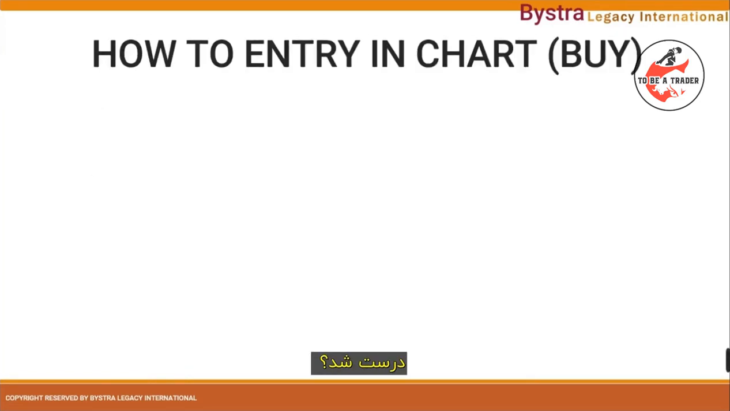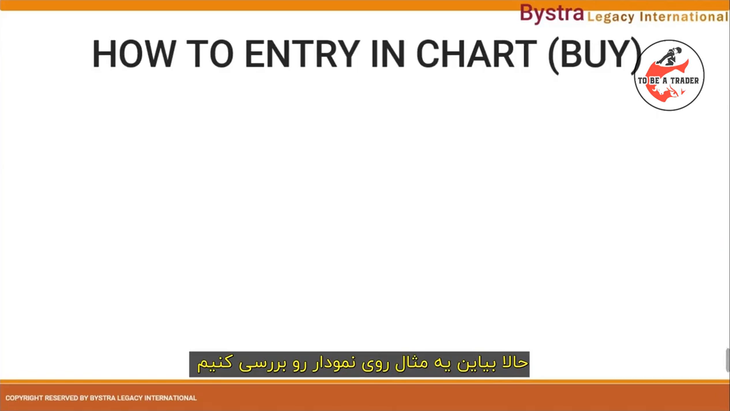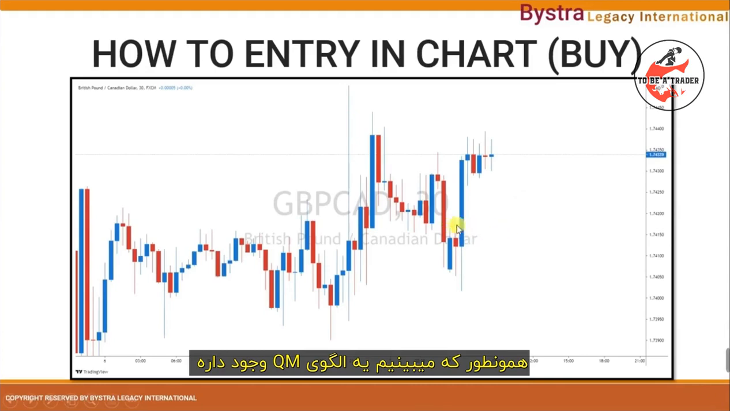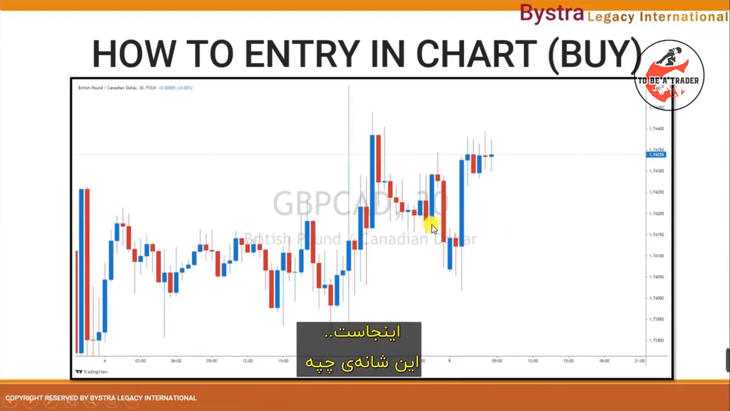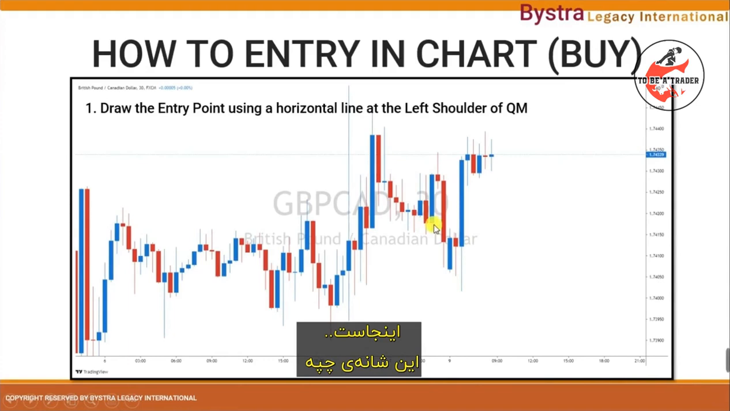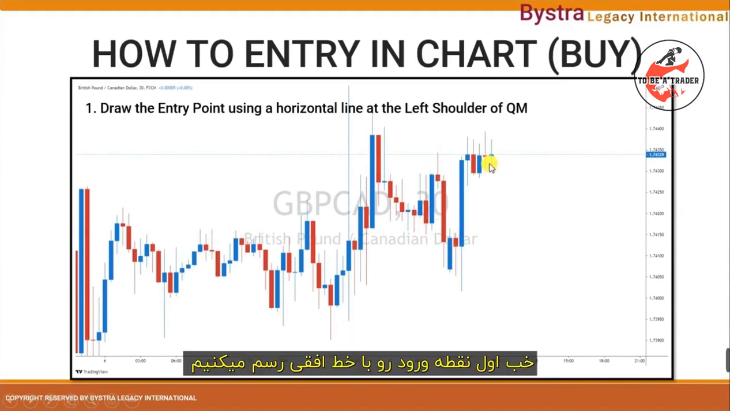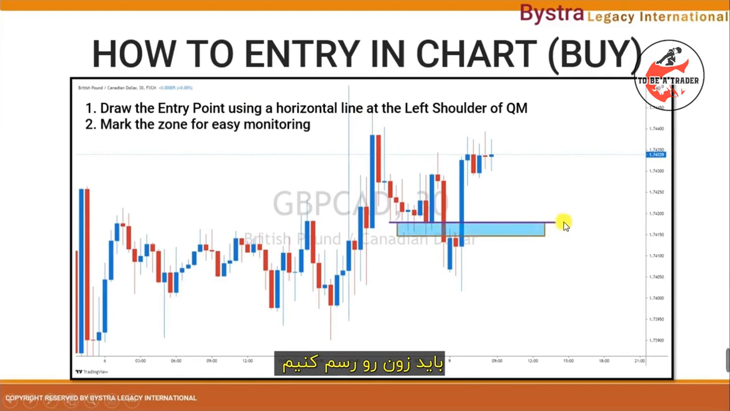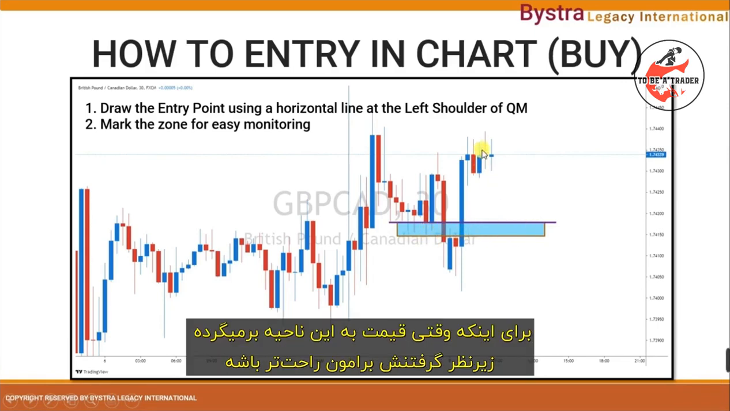Alright, so now let's look at the example in the chart. This is for a buy setup. As we can see here, there's a QM shape. There is the left shoulder, low high, lower low, higher high. So first we draw the entry point using the horizontal line, which is this. After we have drawn the horizontal line, next we need to mark the zone. This zone is just marked from the body until the shadow as a reference. When the price comes back in, it is at least easier for us to monitor.